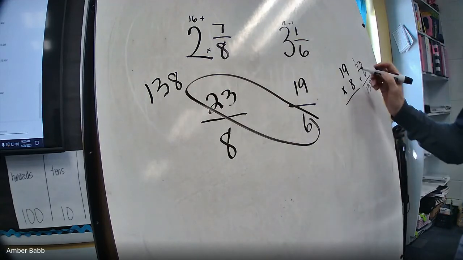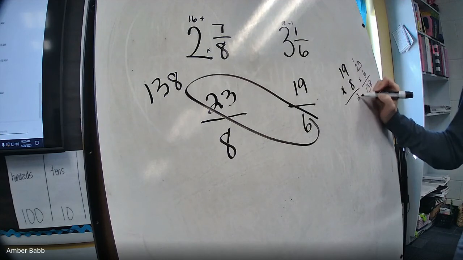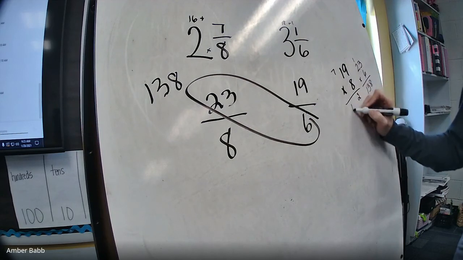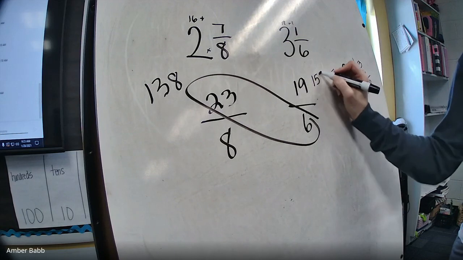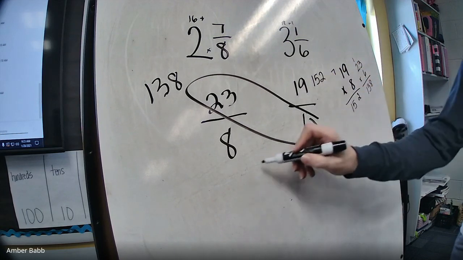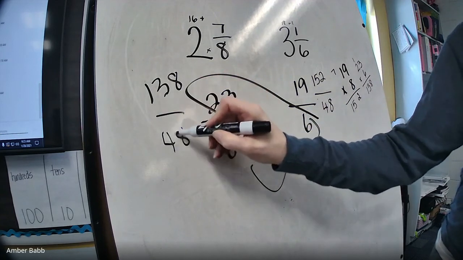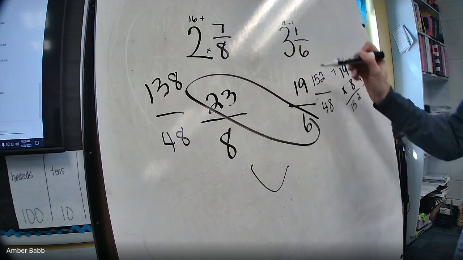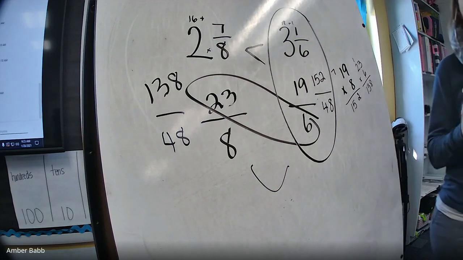That gives me 138 on this side. 19 times 8, or 9 times 8 is 72. That's Zeke's favorite math fact, but he apparently messed it up today. 8 times 1 is 8, plus 7 is 15. 152. My bottom is 48, my denominator. So it looks like 152 is bigger than 138. Everything over here wins. I was correct though.